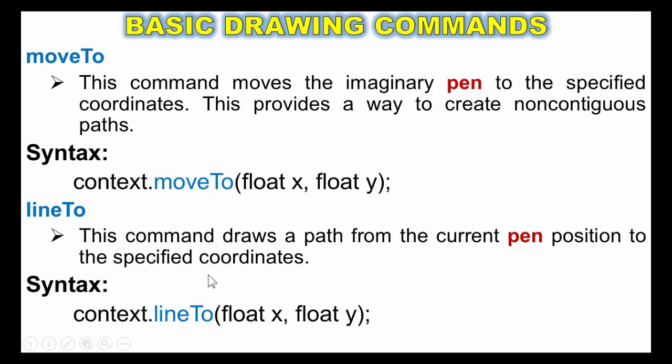Next, the lineTo command draws a path from the current pen position to the specified coordinates. The syntax, you write the word context followed by a period, followed by the command lineTo, followed by parentheses, and then the coordinates specified, x-axis followed by y-axis.